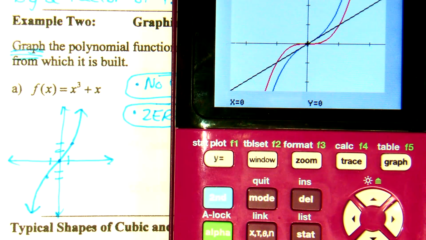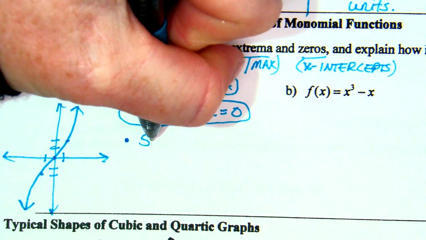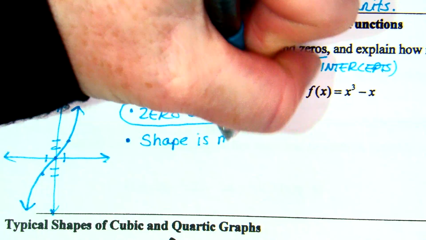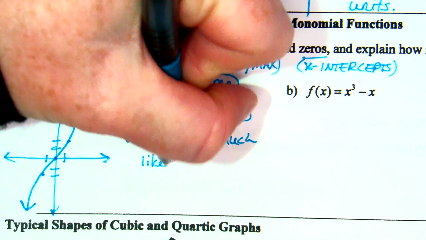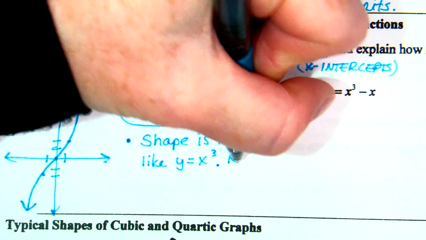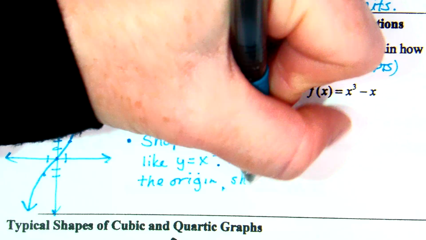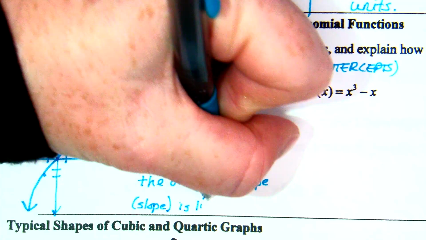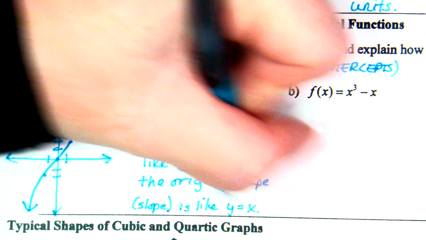Okay, so for the third part, how is it related to monomials from which it is built? I'm going to say shape is much like y equals x to the third. Near the origin, shape slash slope, if you want, is like y equals x.